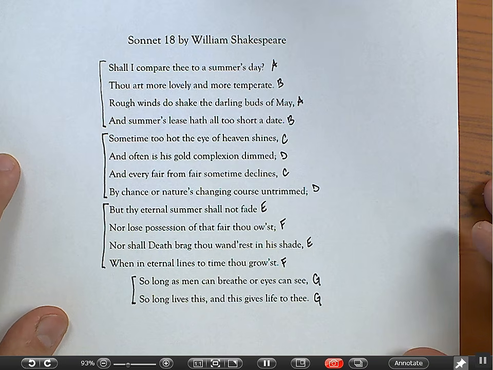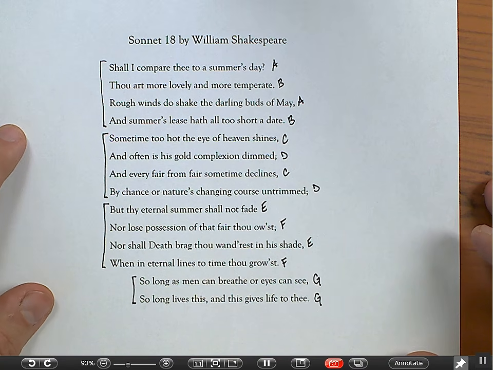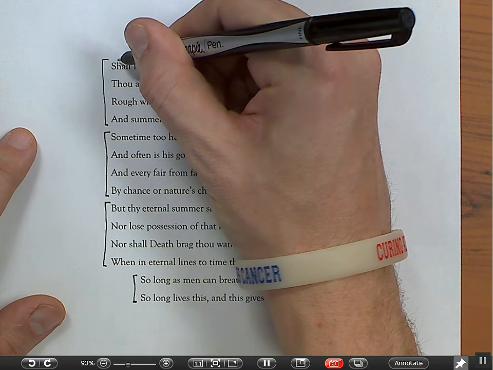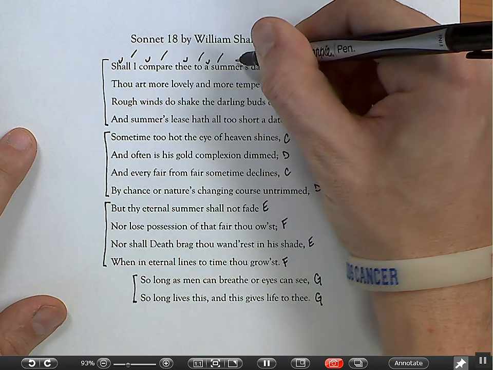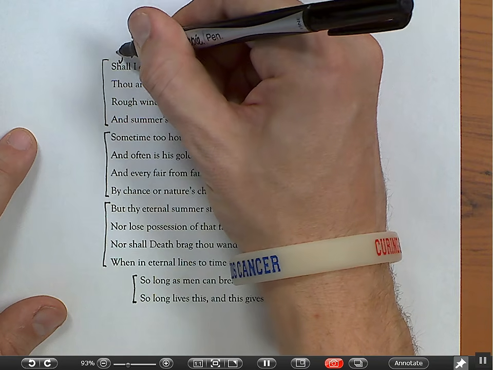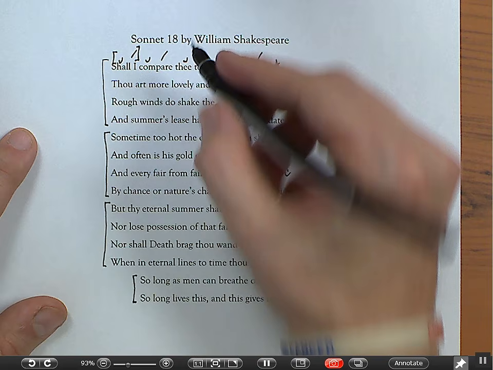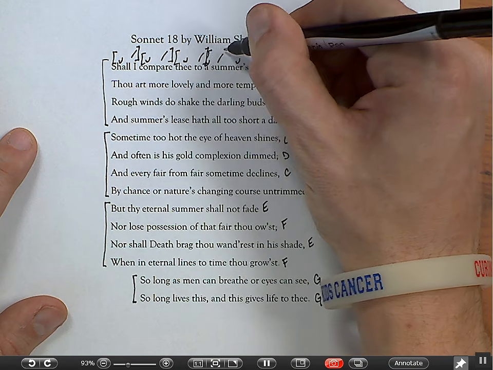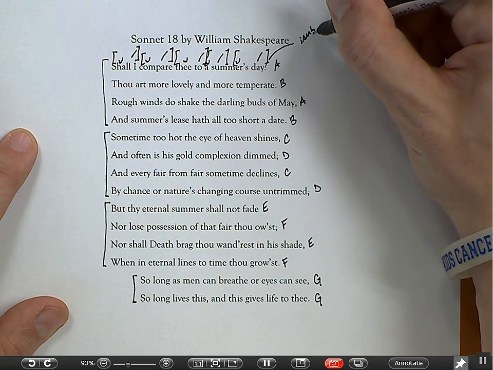The meter of a Shakespearean sonnet is iambic pentameter. It's the preferred meter of Shakespeare's work. So if we scan the opening line, shall I compare thee to a summer's day? Shall I compare thee to a summer's day? So you see the iamb, the accented second syllable, repeated for 5 feet, 5 occurrences, making it iambic pentameter.